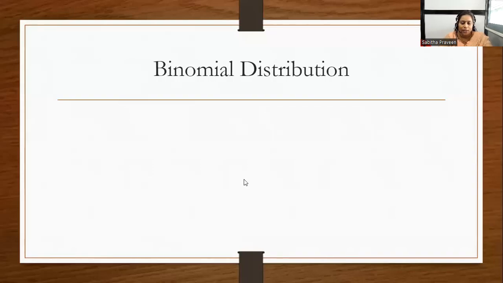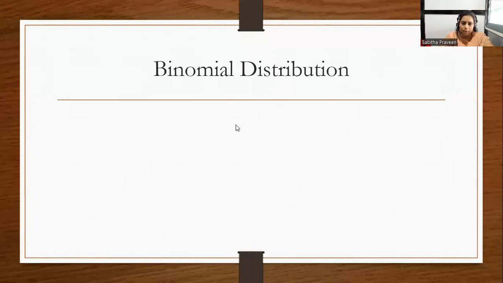Hello everyone. Today we will discuss binomial distribution. Before discussing the binomial distribution, we should know what a Bernoulli experiment is.